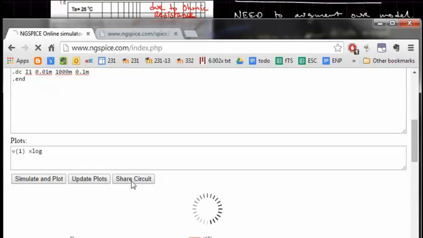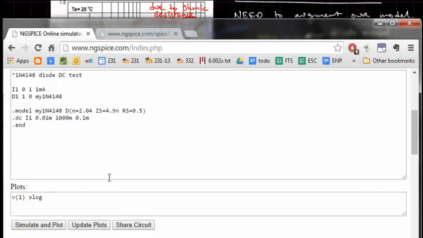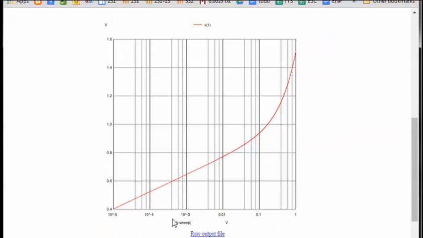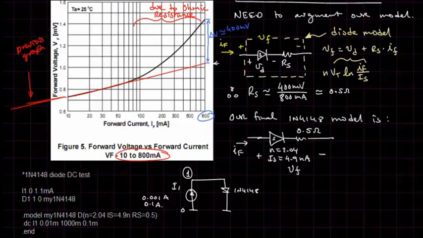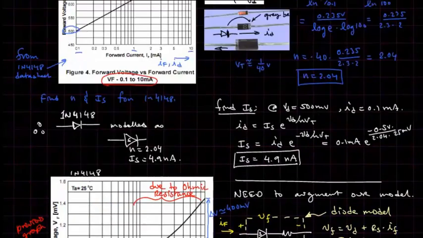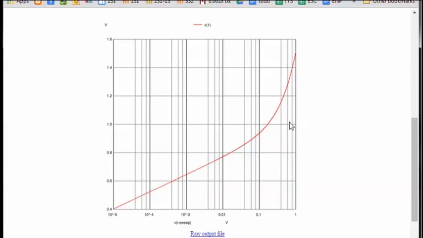So let's simulate this, and then I'm going to plot V1, which is the voltage across the diode, and I want to put it on a log scale, X log scale. So here it is. Hold a second, I'll zoom this. Okay, here we go. So we're plotting the voltage versus I sweep right here, going from 10 to the minus 5 to 1 amp. So we can compare this to the data sheet, which is going from 10 milliamps in this case, but the one previously started out at 0.1 milliamps and goes up to 800 milliamps. So almost as high. 800 milliamps is just around right here.